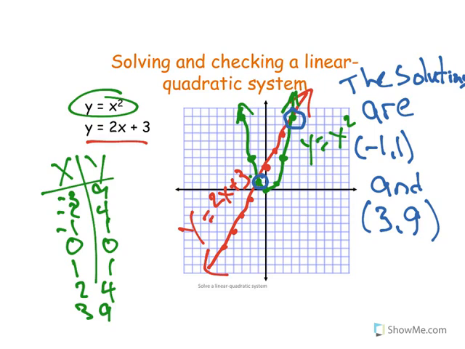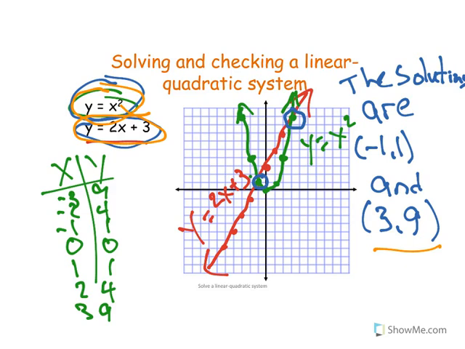So if I go to my first equation, right, and I substitute -1 for x and 1 for y, I get -1 squared is 1, so 1 is equal to 1. And if I check -1, 1 with the second one, I get 1 is equal to 2 times -1 plus 3, so 1 is equal to 1. And I also have to check for 3 comma 9. So if I check my first equation, I get 9 is equal to 3 squared, so 9 is equal to 9. And if I check my second equation, I get 9 is equal to 6 plus 3, so 9 is equal to 9. Right, so that's our proof.